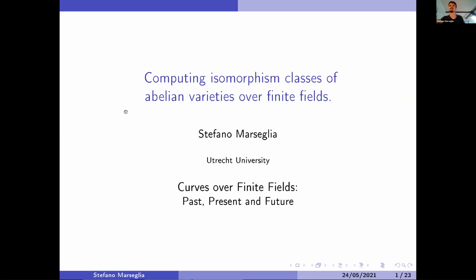Thank you very much for the introduction, and thank you very much for inviting me and giving me the opportunity to give this talk. So I will talk about computing isomorphism classes of Abelian varieties over finite fields. The goal of this talk is to give an overview of various algorithms and various cases where we can actually produce some representatives, in some sense, of the isomorphism classes of Abelian varieties, which are going to be defined over finite fields. And quite often, also with some extra structure they might have, like polarizations.